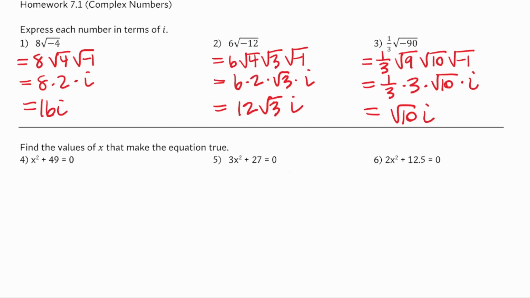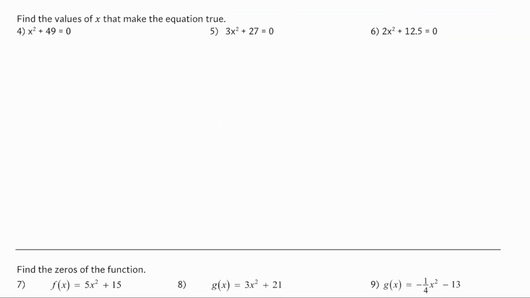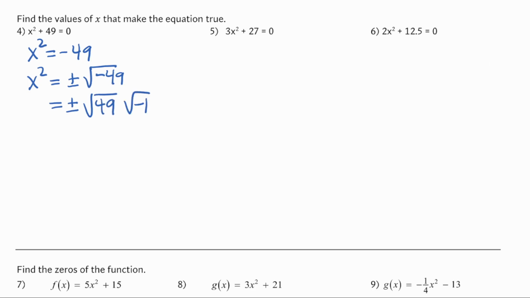Okay. These next ones want us to find the values of x that make the equation true, so we're just going to kind of directly solve these. So I'm going to say, all right, x squared equals negative 49. Take the square root of both sides. Don't forget the plus minus. Okay, I can rewrite the square root of negative 49 as the square root of 49 times the square root of negative 1, and that's going to be plus or minus 7i.